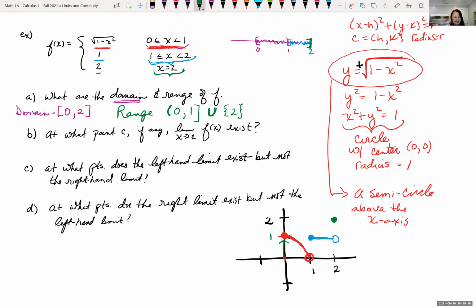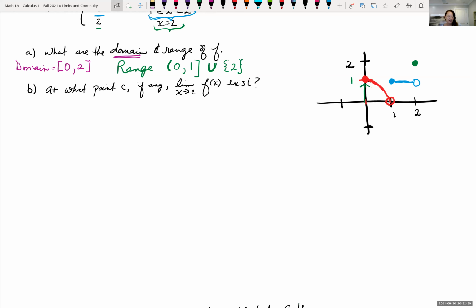So limits existing, that is part B. But before I do that, any questions on part A? Finding the domain and range of our piecewise function.